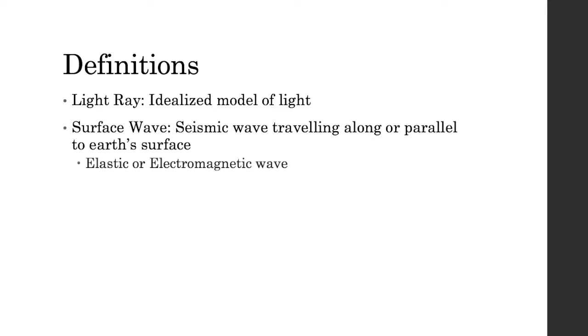Some definitions that will come in handy. First, and most importantly, light rays, which is essentially an idealized model of light. In a more advanced term, a light ray is a basic element of geometrical optics. It is a hypothetical construct that, for any point in space, indicates the propagation of light. Now, on the other hand, surface waves are seismic waves that travel along or parallel to the Earth's surface. These are also known as elastic or electromagnetic waves.